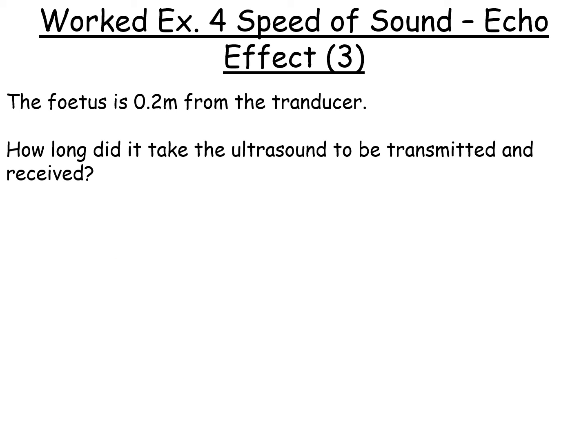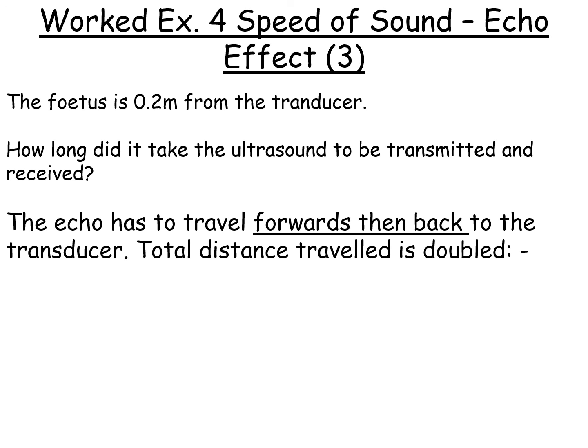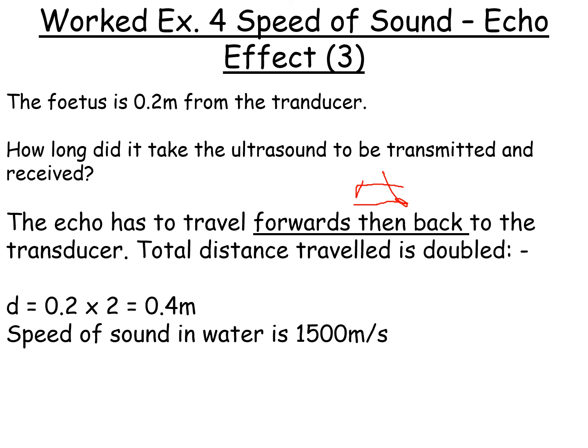So the fetus is 0.2 meters from the transducer. How long did it take the ultrasound to be transmitted and received? So here, the echo has to travel forwards then back to the transducer. And because we want the total time, we have to double the distance. Because remember, the sound wave has to go out from the transducer, and then it's going to go back again to the transducer. So here, we have to double the distance rather than halving it.